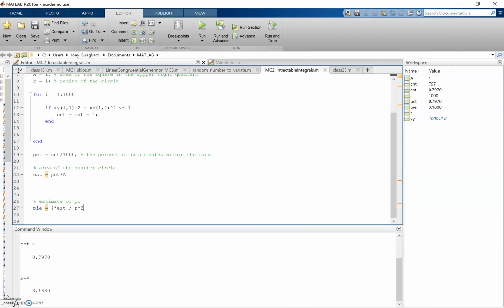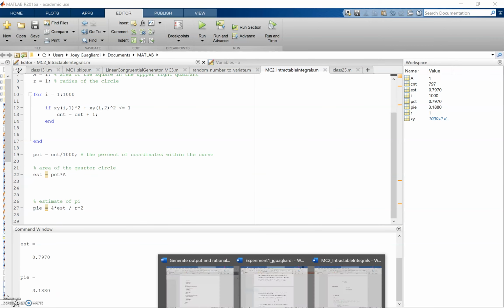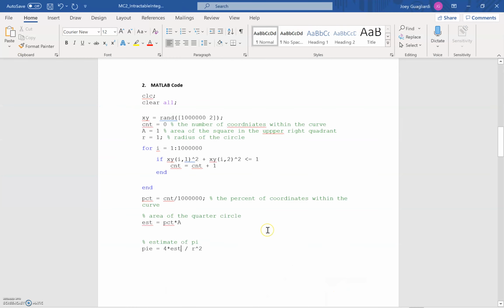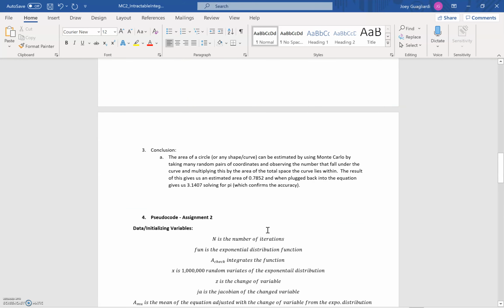So that was for the first part, and basically what you learned from that was how you can use Monte Carlo to calculate the area underneath any curve, which we just demonstrated with this example with the circle.